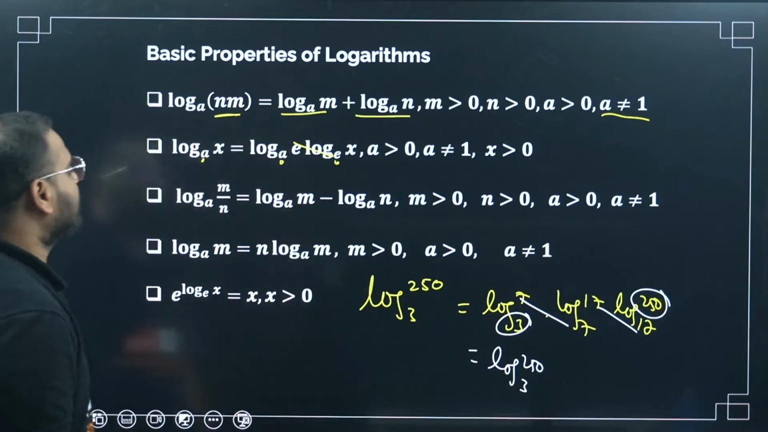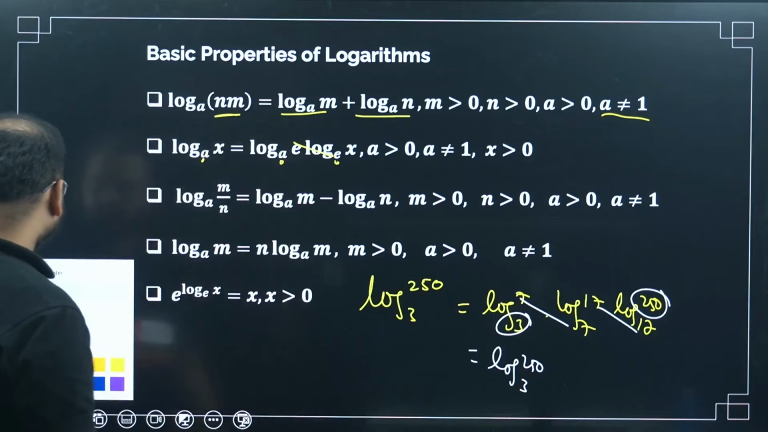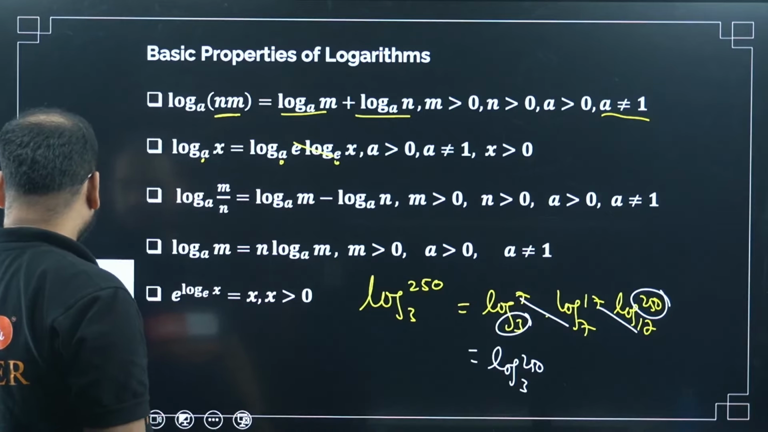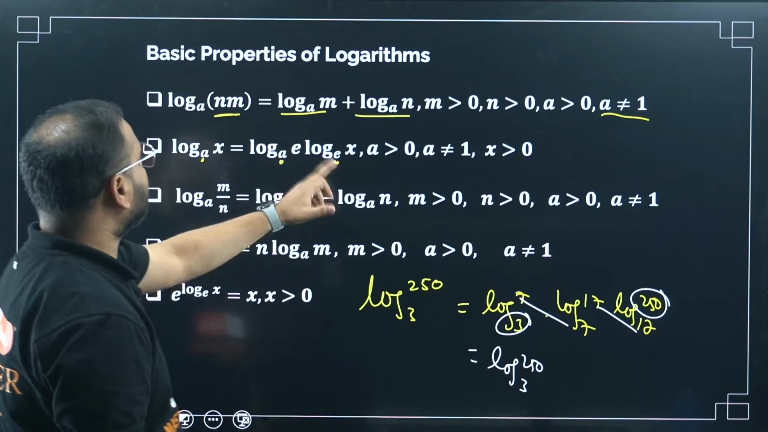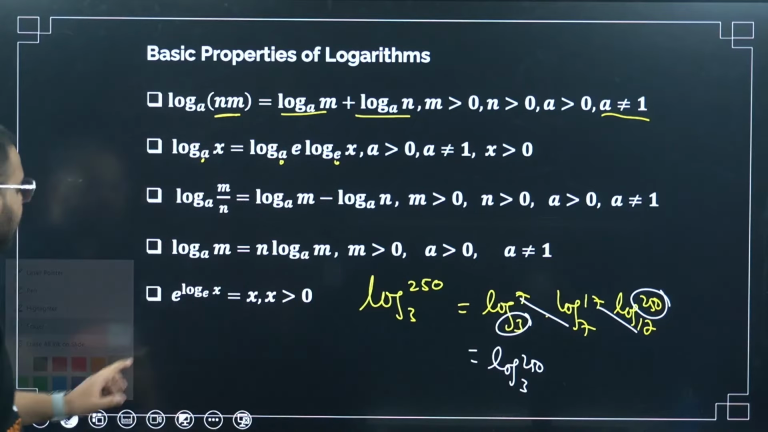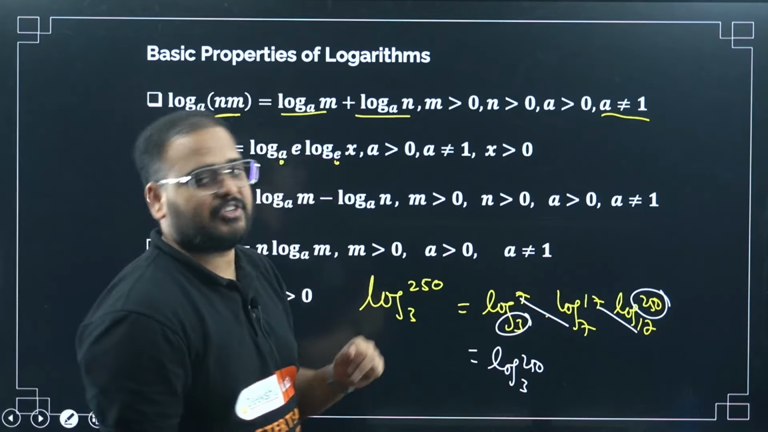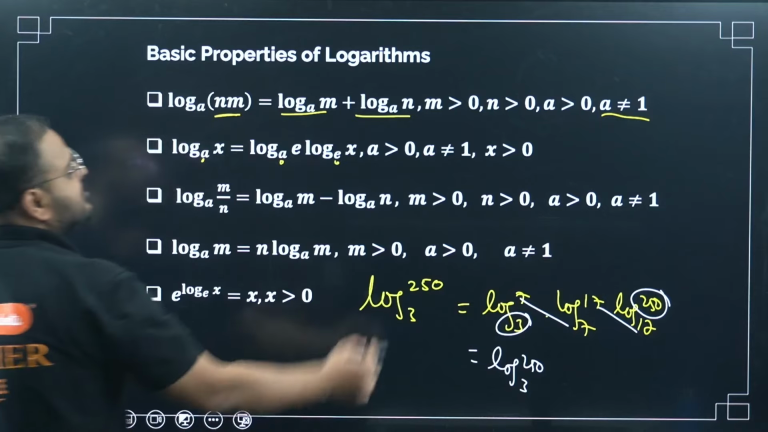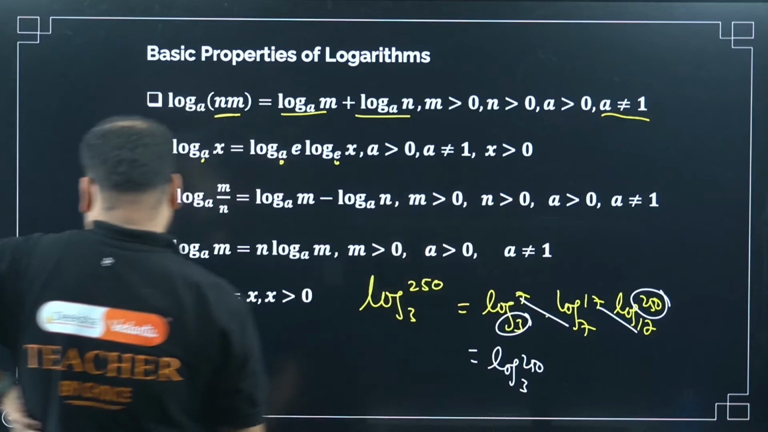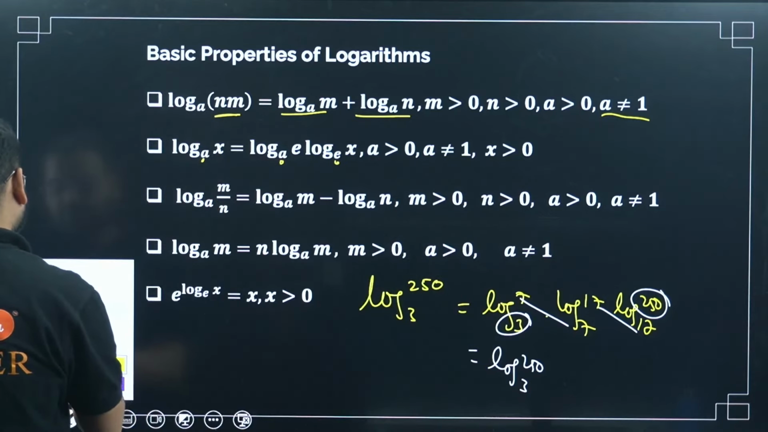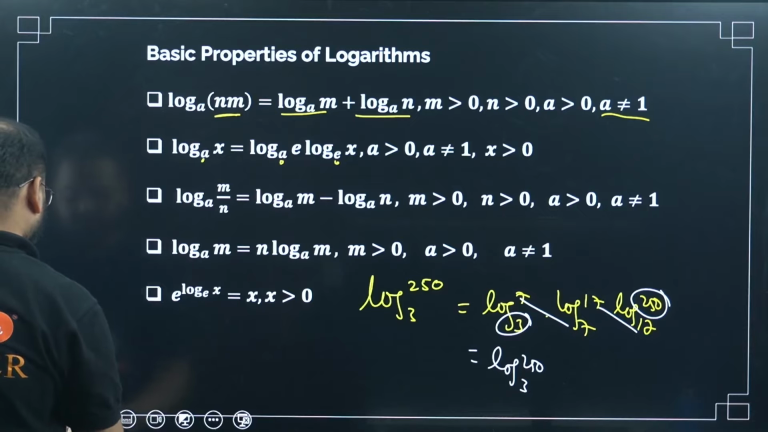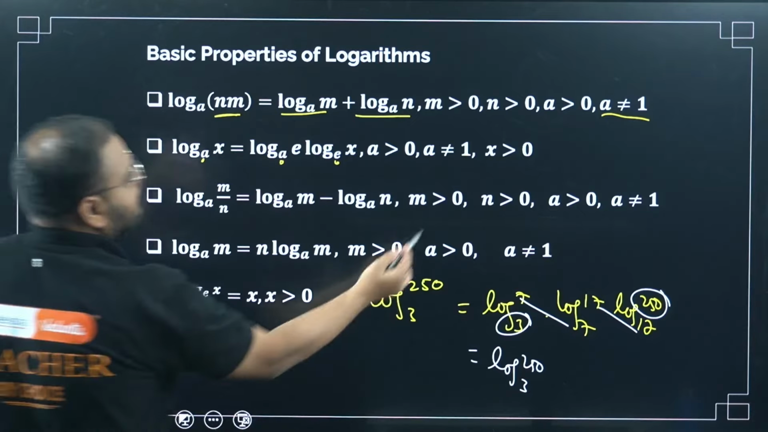Okay, base change formula. Next, this is not cancellation. I'm just trying to explain how the bases are interchanged here. Base and the values are interchanged here. Again, the conditions remain the same: A not equal to 0 and x greater than 0.